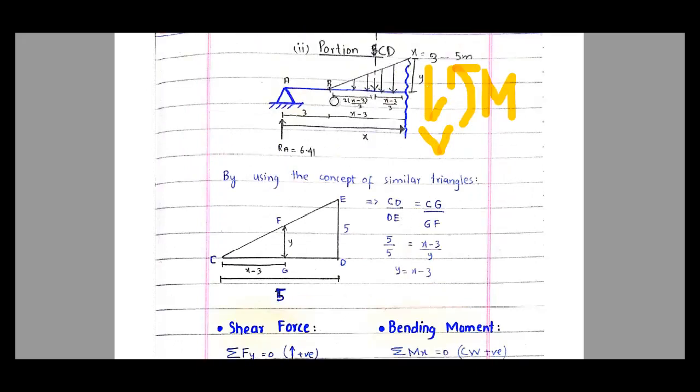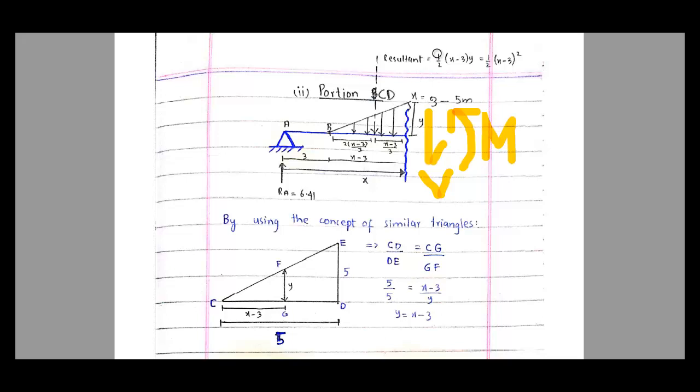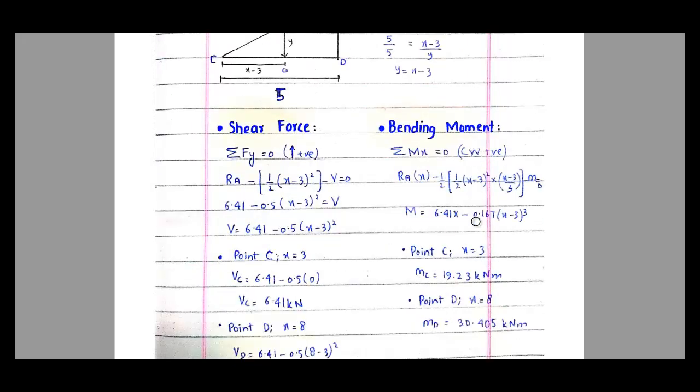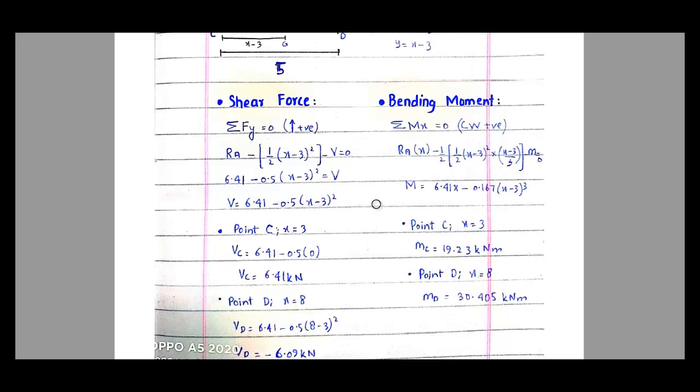is a bit of a tricky part because the VDL is not on the entire span in this case. This distance AB is 3, and B up to the section is x minus 3, and then the vertical dimension of the VDL is calculated here, x minus 3. This is correct. And the resultant is calculated as 1 by 2 into x minus 3 into y. Y is x minus 3, so ultimately we get 1 by 2 into x minus 3 squared. This calculation, just recheck this detailed calculation.